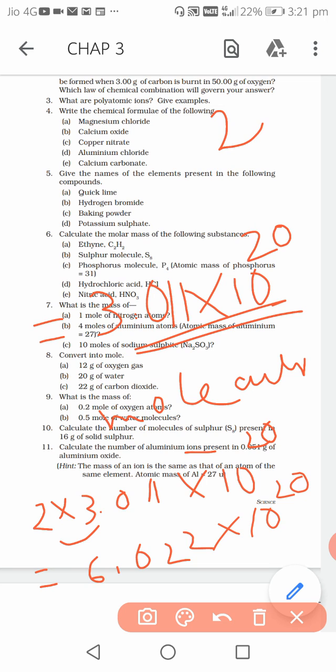Okay, so this is the solution. First of all, you have to find out the number of molecules present. Then each molecule gives us 2 ions. So this many molecules will give us how many ions? Multiplied with 2 only. Okay then, thank you.